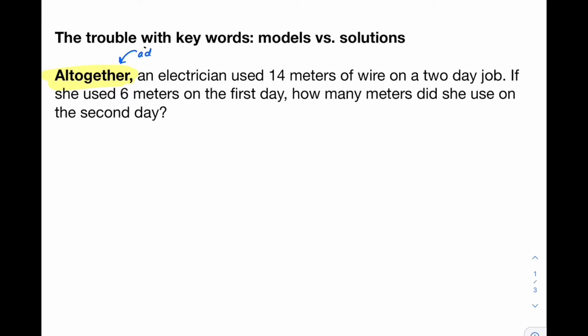Altogether, we can see that this keyword went with addition. Altogether, an electrician used 14 meters of wire on a 2-day job. If she used 6 meters on the first day, how many meters did she use on the second day? So this problem is what we would consider a missing addend problem. The model of the problem, the way we set it up, is we say, well, she had 6 meters on the first day, some unknown amount on the second day, for a total of 14 meters. So this is an addition problem. 6 meters plus some more meters gives us 14.